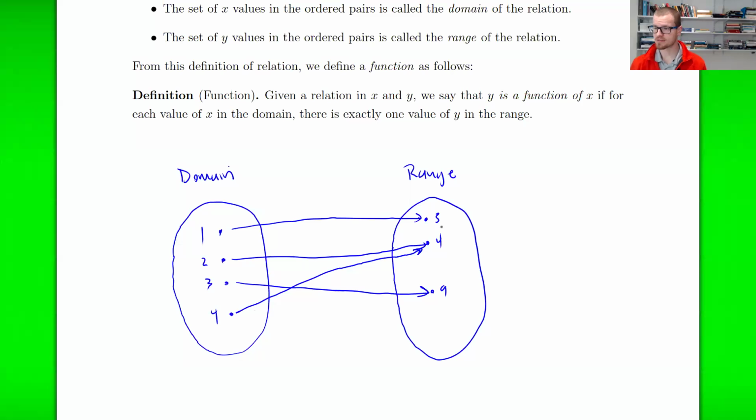So we have this idea of a function. All right, hopefully that gives you a little bit better of a grasp of what a function is. If you have questions, of course, reach out and let me know.